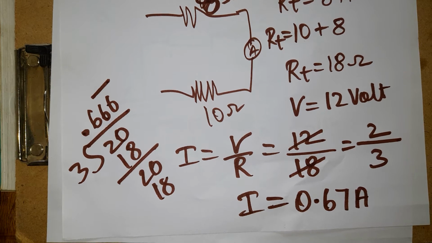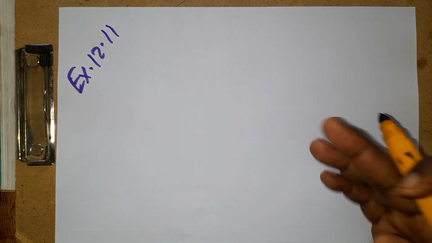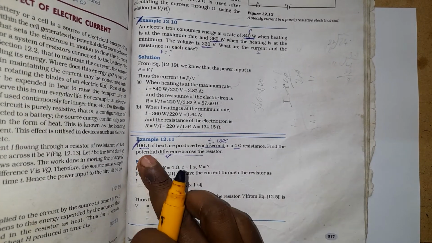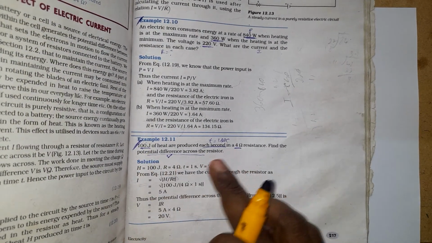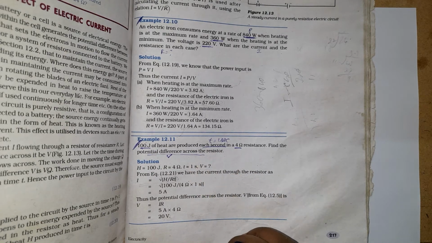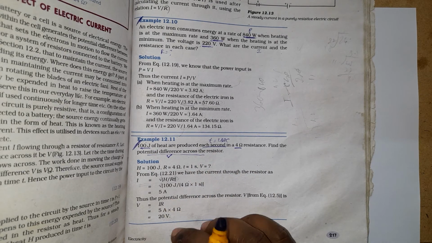Now NCERT example problem. The 10th problem I will do at the end of the class. Now I will do the 11th problem. This is the problem we are going to discuss. Energy is given, resistance is given, time is given as 1 second. They want the current and the voltage.